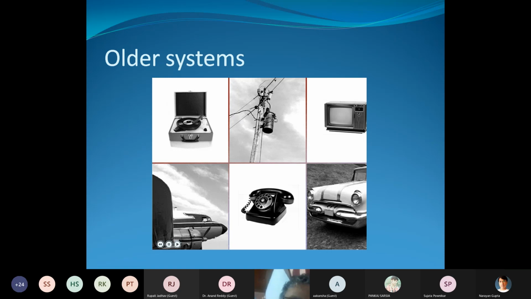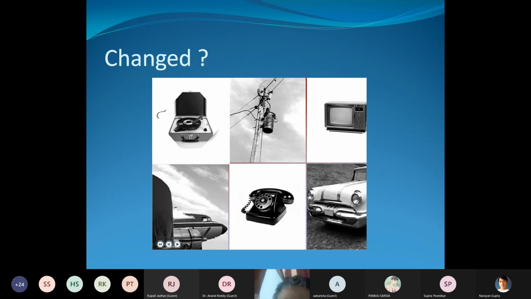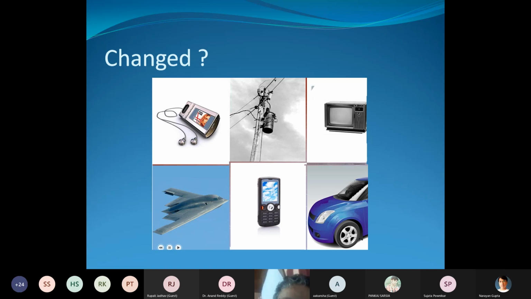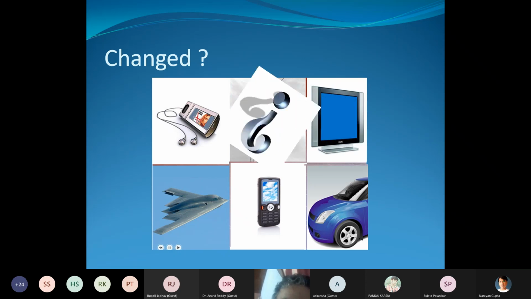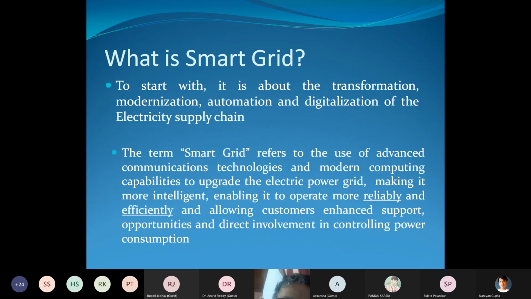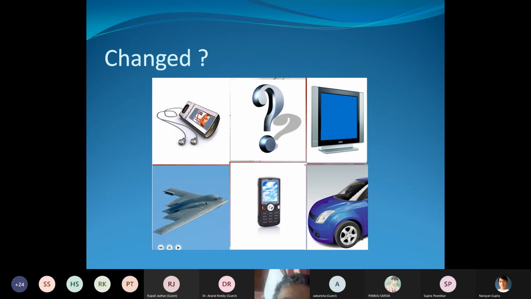Yes, please. Next slide. New things have come. This is a jet aeroplane. Then this is the new cell phone. The question mark is, अरे कहाँ है? Figure कहाँ गया? Question mark is we don't know what is there in future.